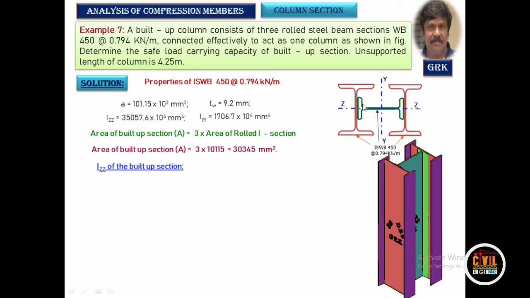Whatever the I section we had here, these two are vertical and this has been rotated here. So IYY will become IZZ, IZZ will become IYY in this case. That is what is to be understood.